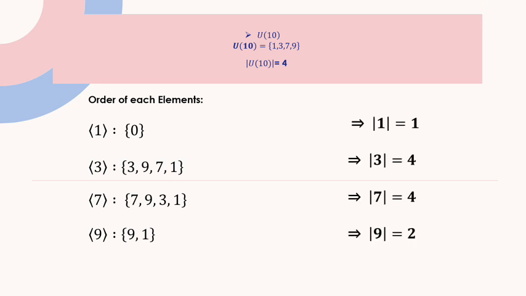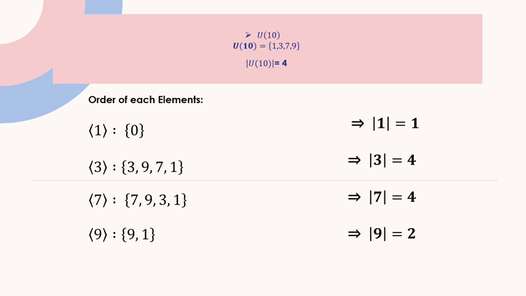For number 1, the element under number 1 is 0. Therefore, the order of number 1 is equal to 1. For number 3, the elements under number 3 are 3, 9, 7, and 1. Therefore, the order of number 3 is equal to 4. For number 7, the elements under number 7 are 7, 9, 3, 1. Therefore, the order of number 7 is equal to 4.